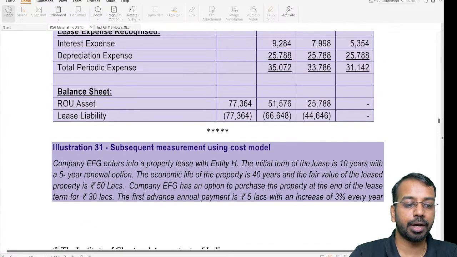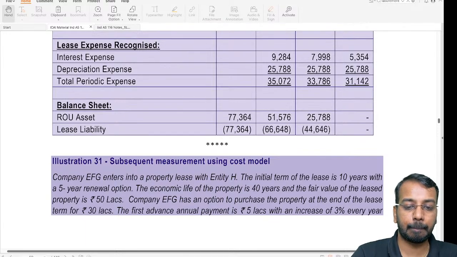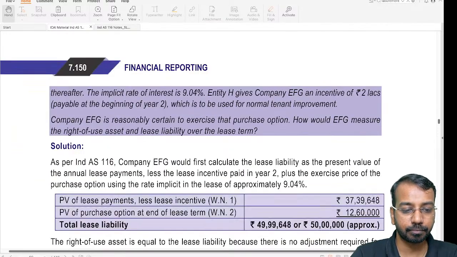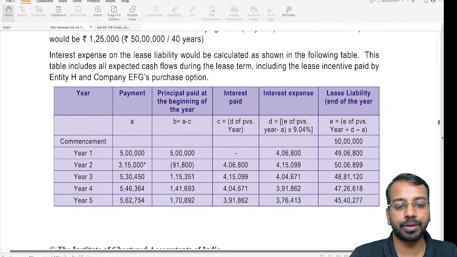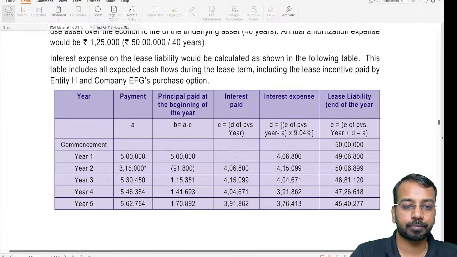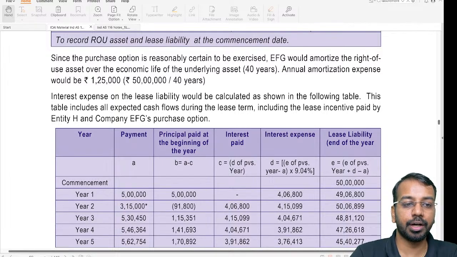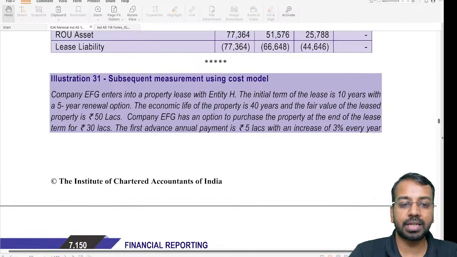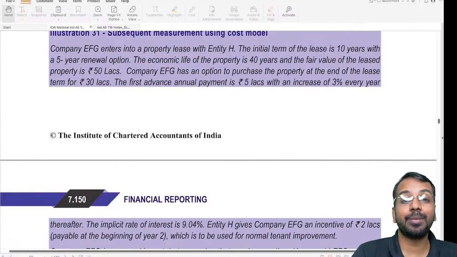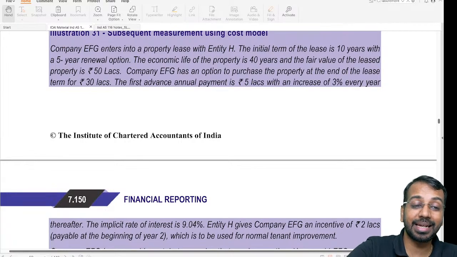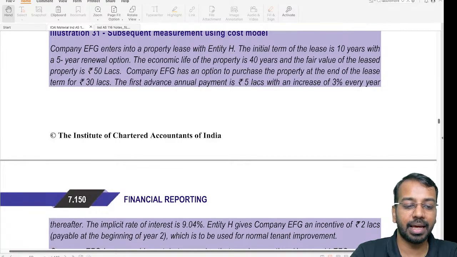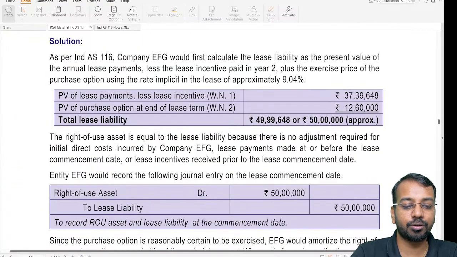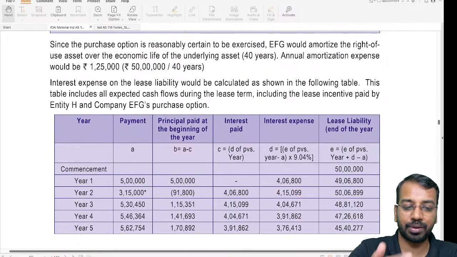For your homework, you can do illustration number 31. Now here, in this particular question, the first advance is an annual payment of 5 lakhs with an increase of 3% every year. When it is defined that there is a 3% increase every year, there is a liability to pay that 3% increment every year, so you will use that 3% to calculate the lease liability. Each period you will increase it.